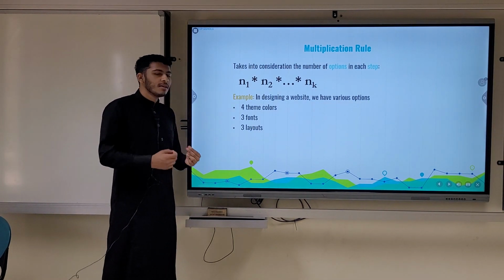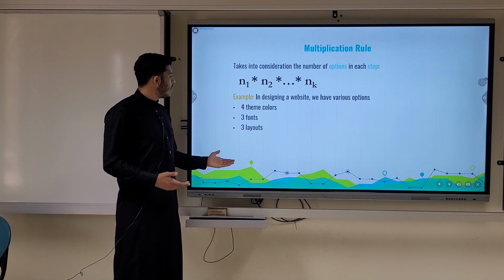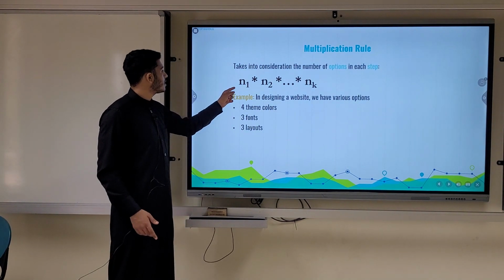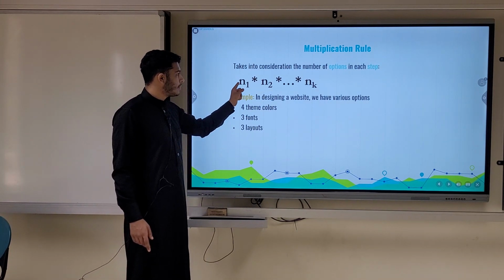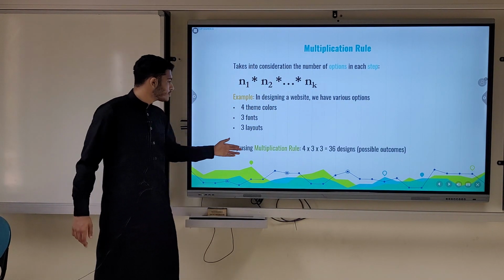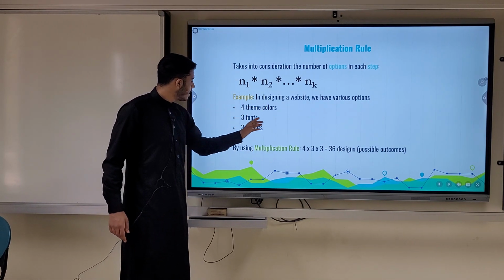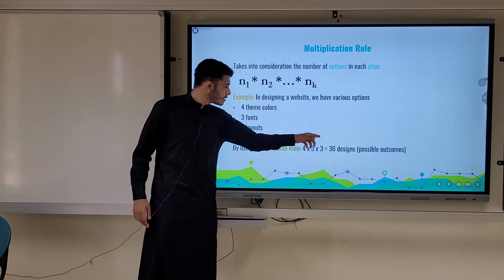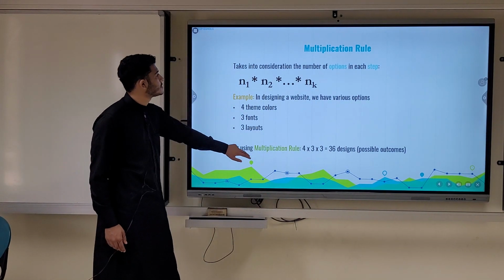So how can we find the number of possible outcomes or combinations or mixing of these together? The way to do it is extremely easy. As we see here in the formula, we multiply the number of options of each step with the number of options in the other step, and so on. So it's going to look something like this, where we use the multiplication rule, and the first step, we have the theme color. We multiply the number of options in it with the next steps, which are the font and the layout, and we multiply it together, and we get the number of possible designs or possible outcomes, which is 36.